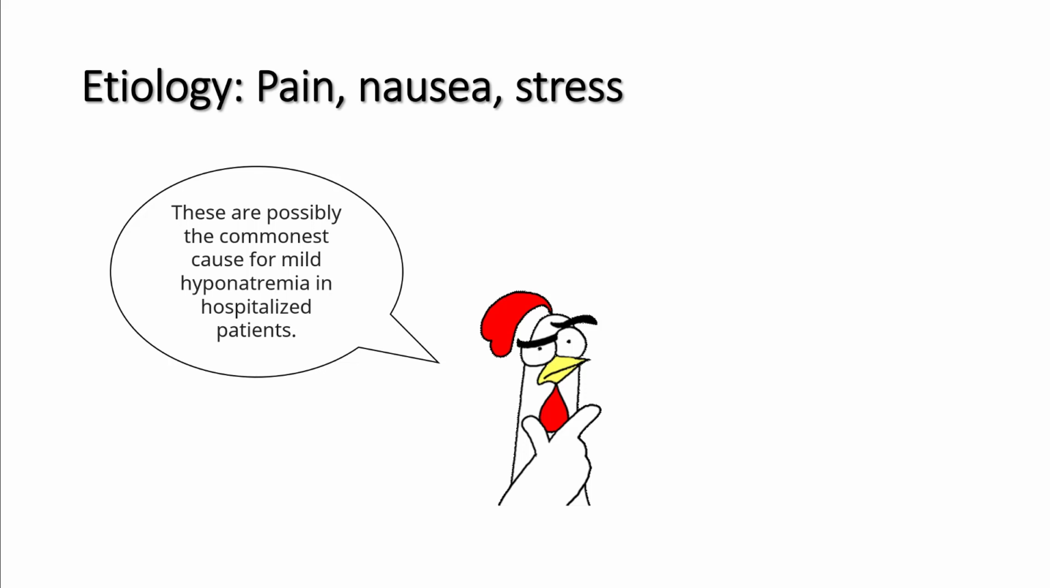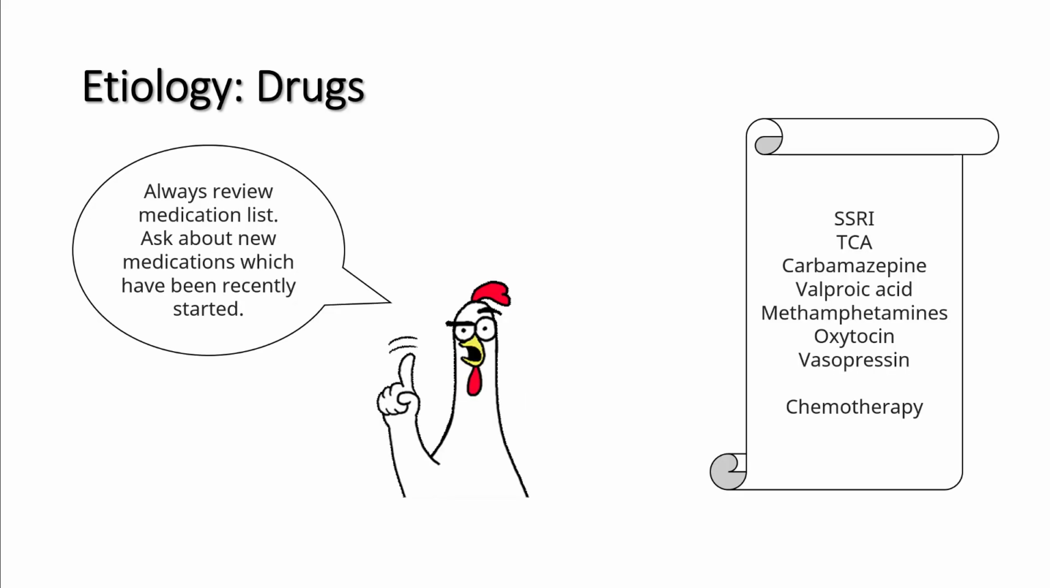The commonest cause of mild hyponatremia in hospitalized patients is pain, nausea, and stress. In these patients, treat their underlying condition and don't focus too much on their sodium levels. Drugs are possibly the most important cause for moderate to severe hyponatremia, so always review the medication list. Sometimes these medications have been started recently, so ask your patient or family members about them. Psychoactive medications are most commonly implicated in hyponatremia, but there is a long list of medications.